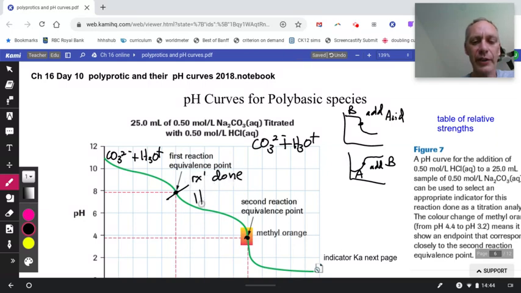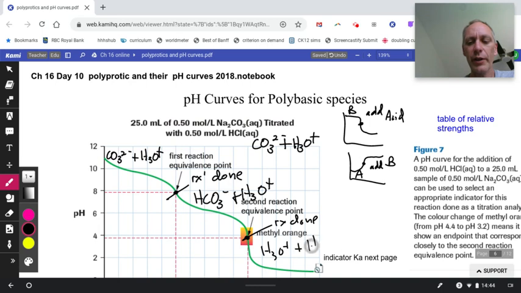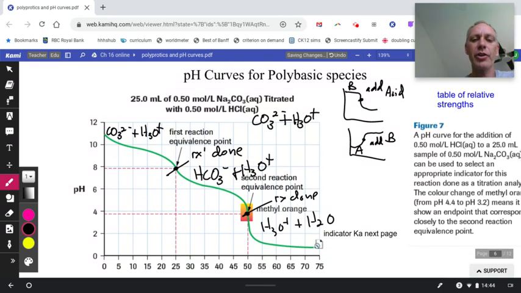And we start on reaction number 2, which is the HCO3- reacting with the strong acid. And at this point, the reaction is done. And after that, we're just adding a strong acid to water. So that's something you should be able to do. Look at a pH curve, given the reactants, show the Bronsted-Lowry reaction that's happening in each region.